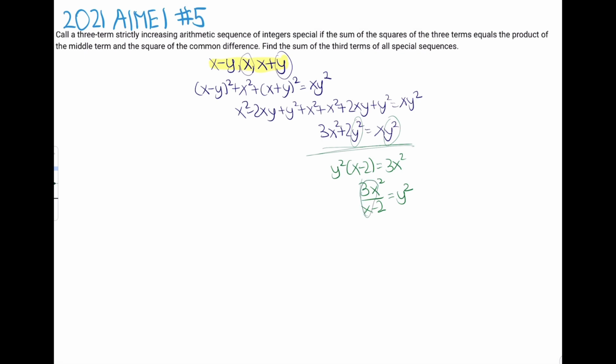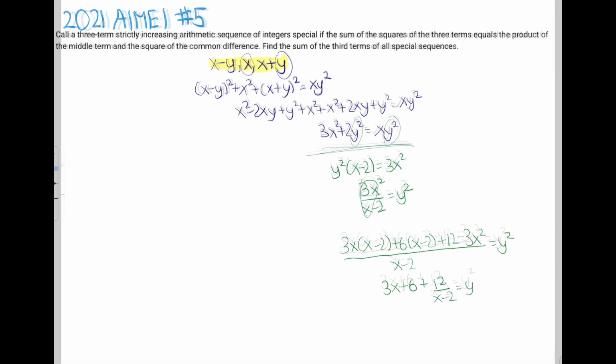Something that would make solving for x and y a lot easier is making the constant a numerator, and we'll see why that matters later. So I'm going to try to get rid of the 3x squared by dividing with the x minus 2. So 3x times (x minus 2) does subtract 3x squared. However, it subtracts an extra 6x, so we're going to have to add 6 times (x minus 2), which subtracts an extra 12, so we're going to add 12, and that gives us y squared. So 3x plus 6 plus 12 over x minus 2 equals y squared.